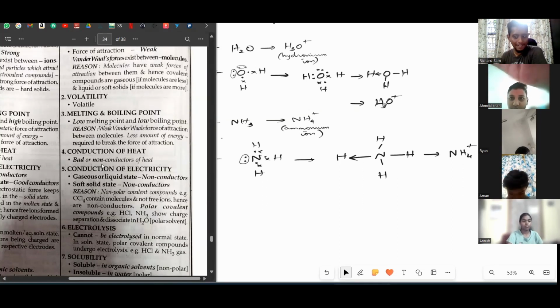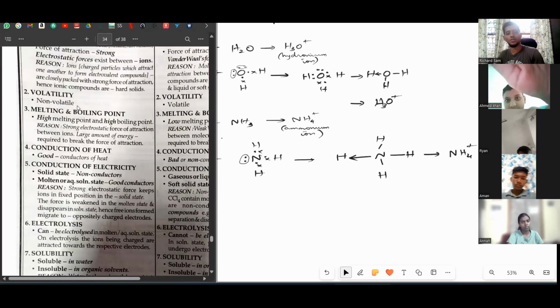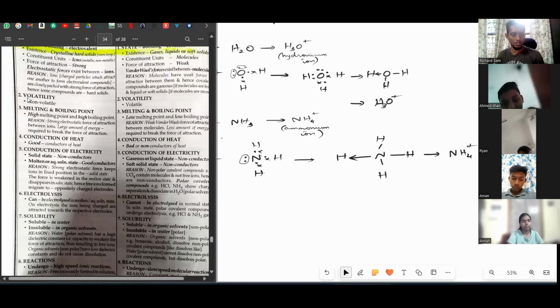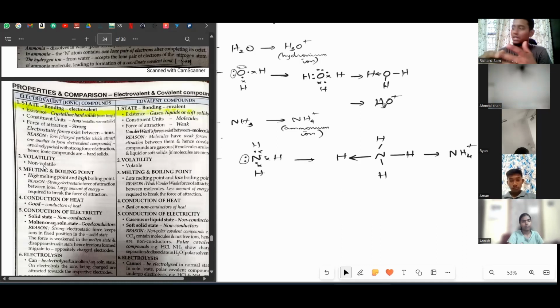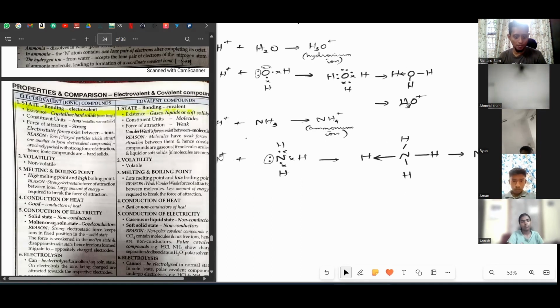Sir, what is volatile? Volatile means they evaporate easily. So electrovalent compounds are non-volatile, meaning they stay in their state. They do not evaporate. That solid will remain as solid. Volatile means if you leave it outside, it will evaporate. A solid will just turn into liquid and evaporate. Or if it's liquid, it will just evaporate. Or if it's gas, it's already volatile. So yes, covalent compounds are volatile.